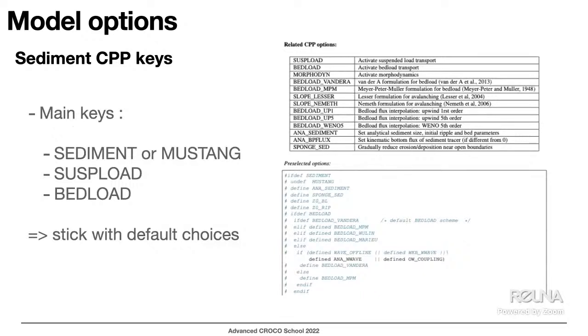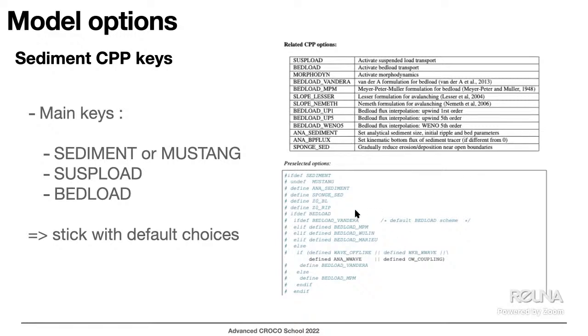And in terms of CPP keys in cppdefs_dev.h, you don't have a lot of keys for, I would say, standard users. You have to choose between the USGS model, activated with key SEDIMENT, or the MUSTANG model, activated with key MUSTANG. And then for sediment, USGS model, you can specify if you want to do suspended load, so transport of sediment in the water column, and/or bed load, so transport due to grain interaction.